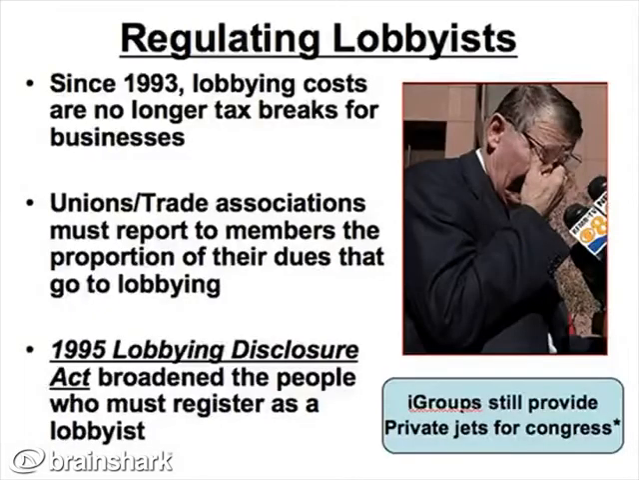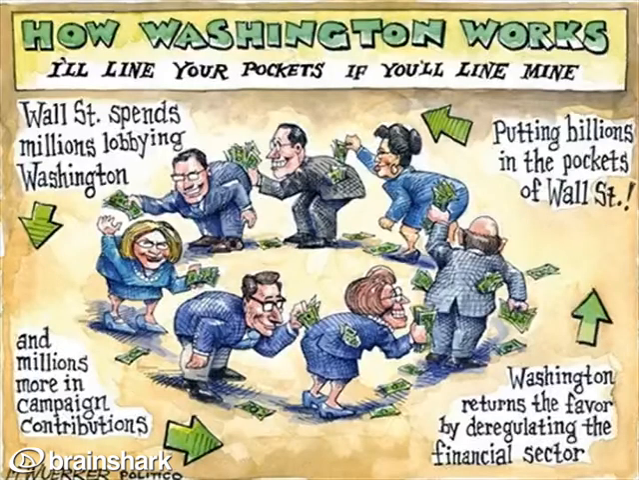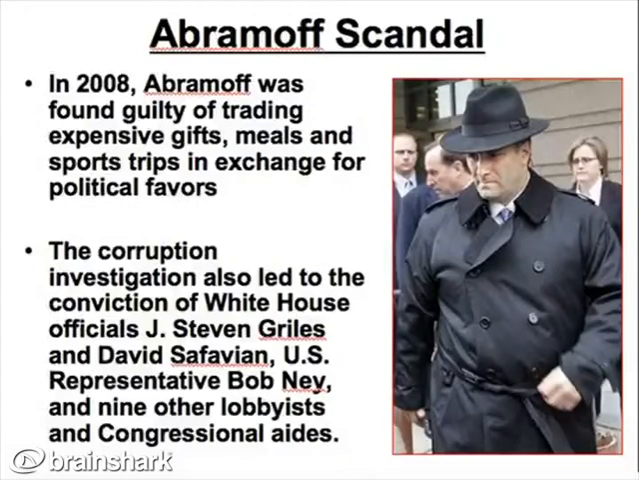Make sure in your reading you look at how lobbyists have been regulated since the 1990s. Obviously, disclosure is important, no longer tax breaks, the limiting of gifts and free meals, especially since the Abramoff scandal. Here's a cartoon, pause it and examine it. The Abramoff scandal was in 2008, Abramoff was found guilty of trading in gifts and meals.